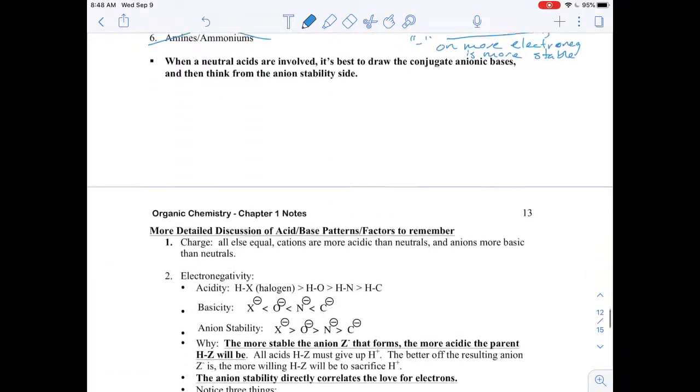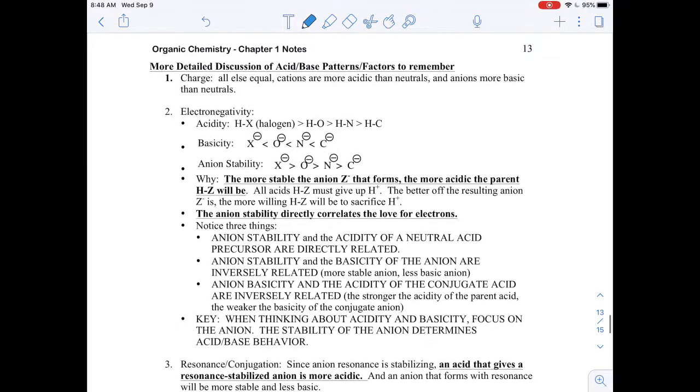So let's talk about the next part here. So what are we talking about? Details of acid-base patterns to remember. Again, this is what we're just breaking down, 3 ideas here. Charge: if all else is equal, the cations are more acidic than neutral, and anions are more basic than neutral. So we'll see how that looks in an example. Electronegativity, again, just did it. We will do it again.